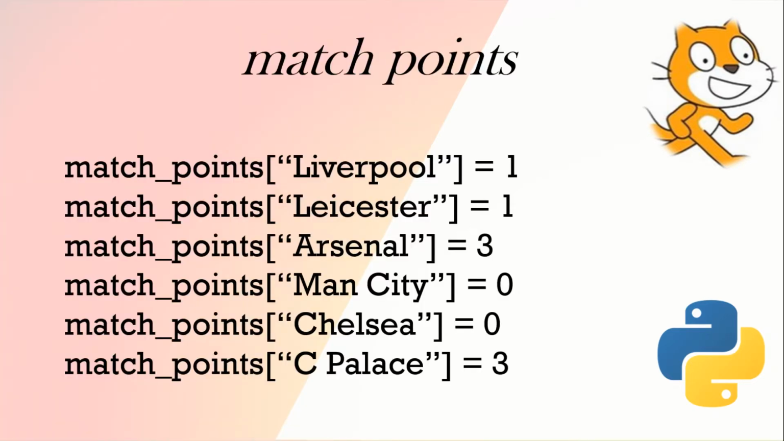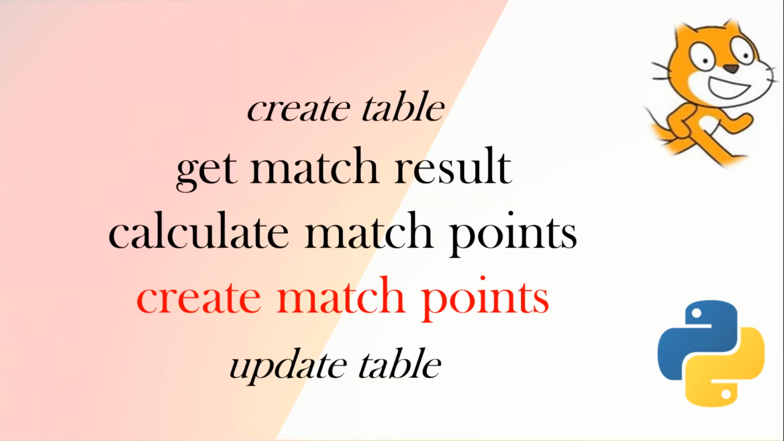Well, in the last video we used the match points dictionary with the team and the points as the key and the value. So in fact what we really need is not so much to change get match result and calculate match points. They're very similar, but we need an additional function to create the dictionary match points from the code that we used before. So let's have a look at that in Python.